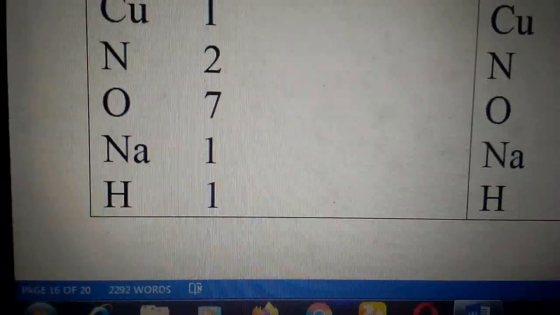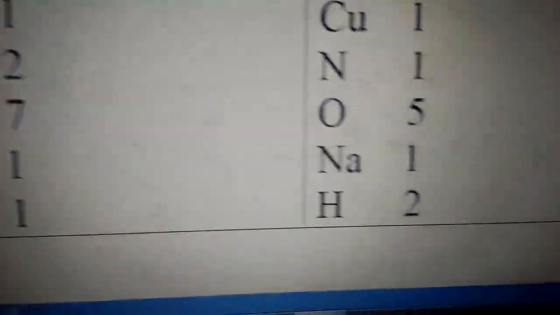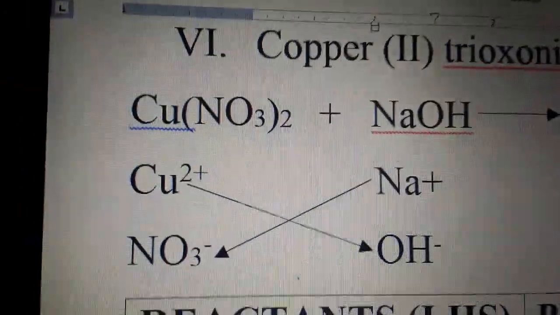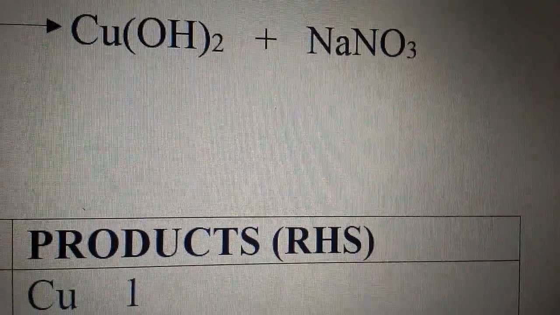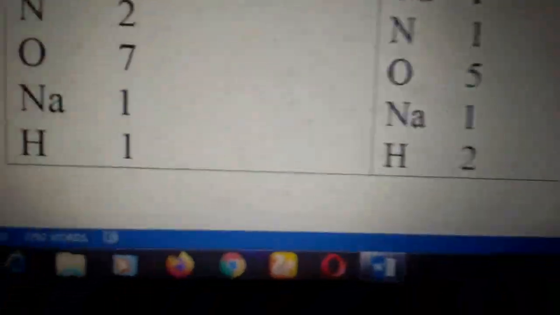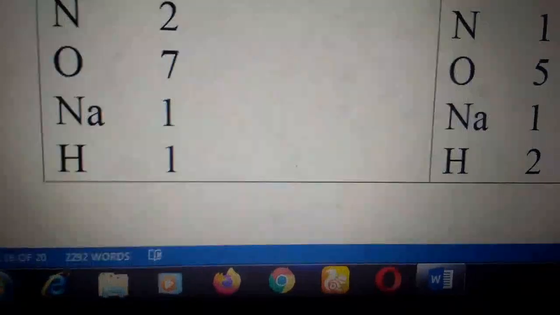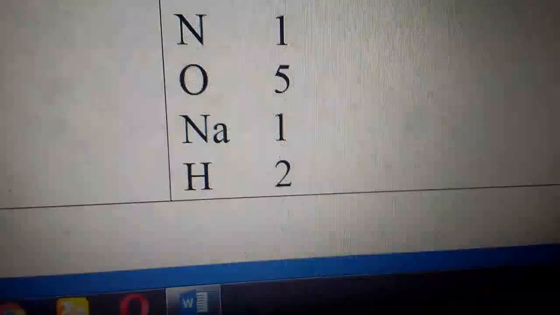Then we go to sodium. Sodium is 1 on both sides. We go to the equation. In sodium hydroxide, sodium is 1 atom. Then in sodium nitrate, sodium is also 1 atom. Then hydrogen is 1 on the left hand side here and 2 on the right hand side over there.